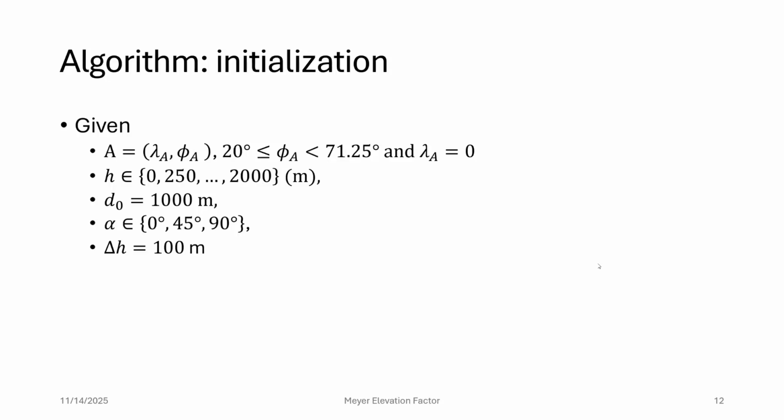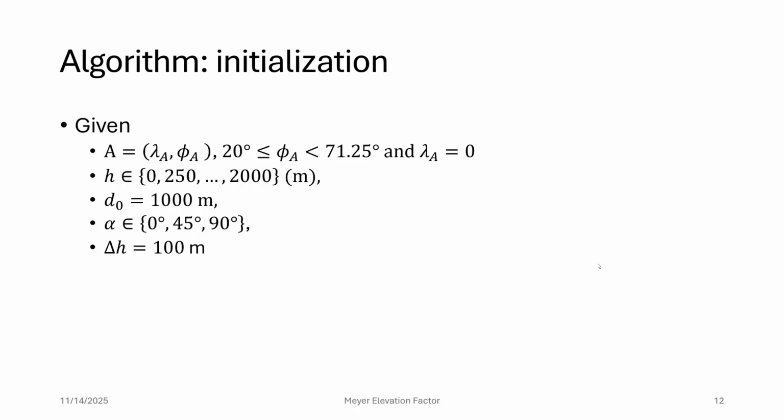For a testing algorithm, then, here's the way we're going to initialize it. This is very similar to what we did in the previous video. We're going to give ourselves a starting station A. It'll start at 20 degrees north and end at 71¼ degrees north. That spans the United States from Hawaii to the North Shore of Alaska. We'll set the longitude equal to 0. The longitude plays no role in these computations, so it doesn't matter what value we pick. We have to pick something, so I'll pick 0.